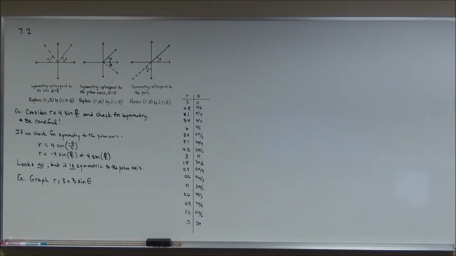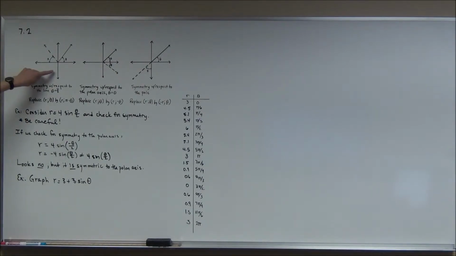Let's go right back into section 7.2 and look at symmetry with respect to polar graphs. Now, I'm not going to do a bunch with this, but I'm going to show you enough that will help you when you're graphing, because if you know that you have symmetry with respect to a line or a point, you really only have to graph part of the original graph, and then the rest of it comes from symmetry.